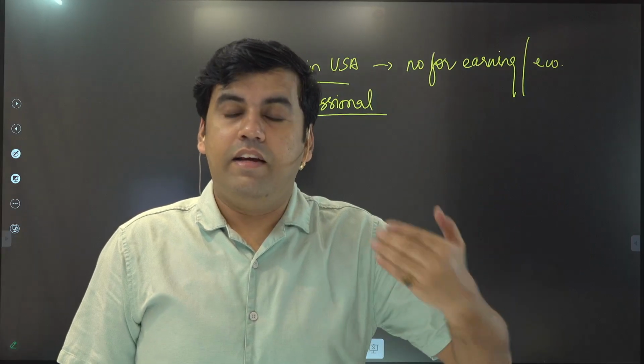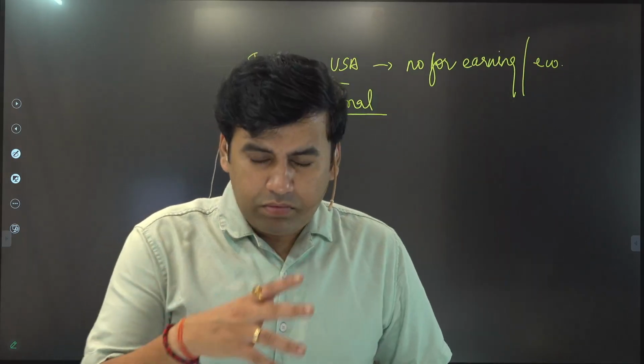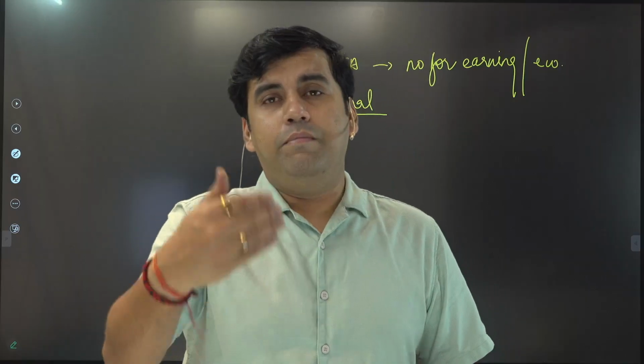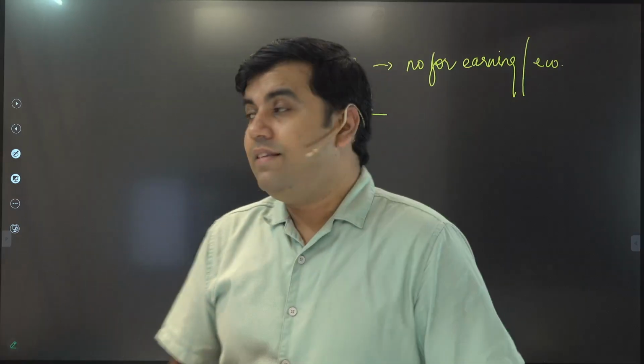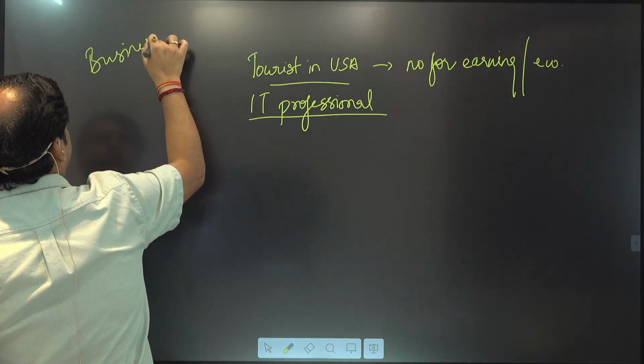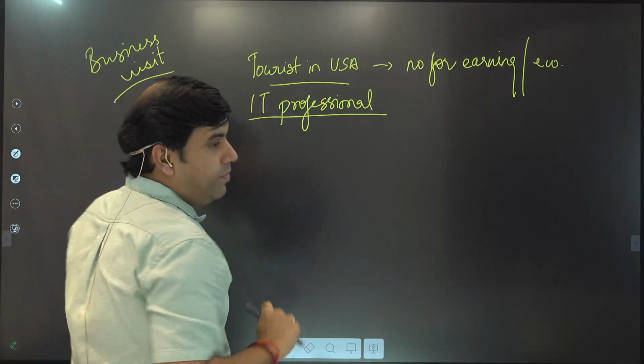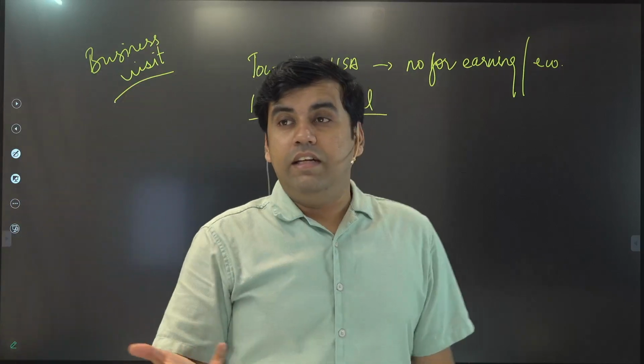Let's say I'm going for a meeting in Hong Kong. If I'm living in Hong Kong for 3 days, that is going to be a business visit, but not a tourist visit. Then what's the difference in these three?